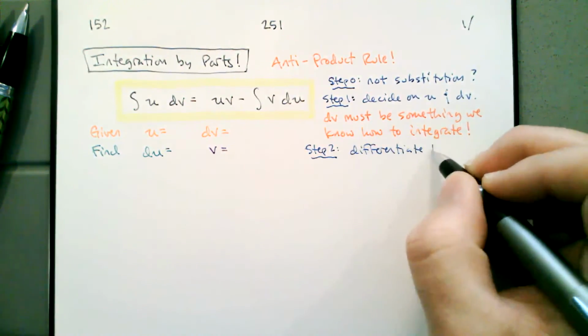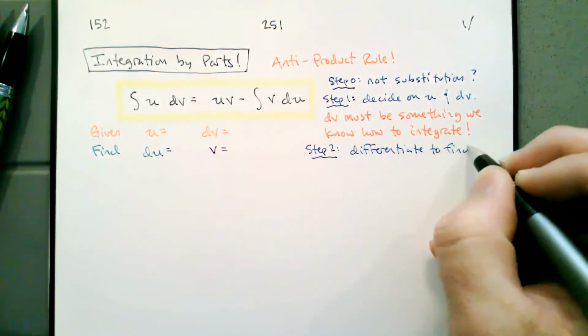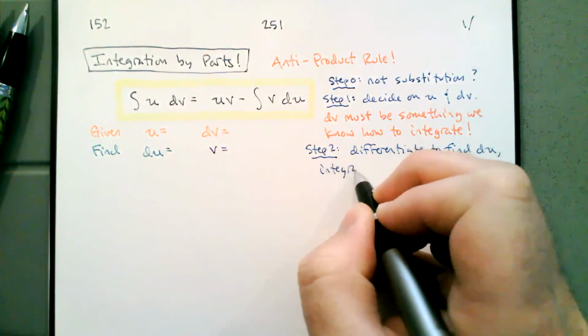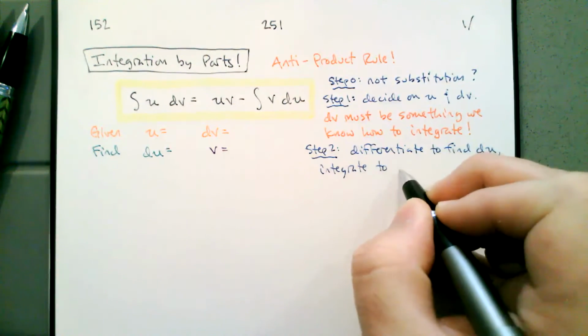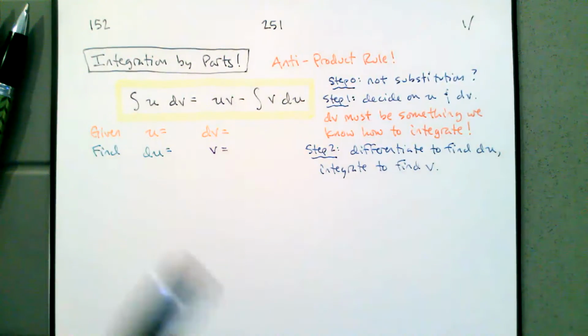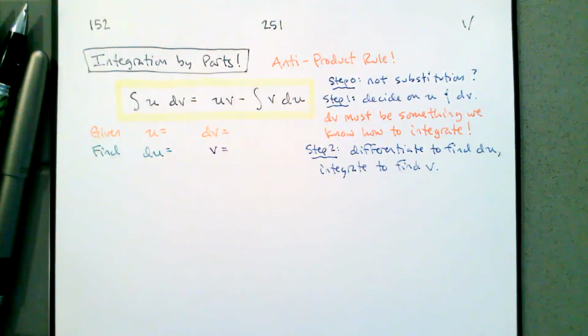So differentiate to find u, find du, integrate to find v. Differentiate u to find du, integrate dv to find v. That's why we need dv to be something we can integrate. Step 3, put your 4 parts, or actually there's only 3 parts in the formula. dv doesn't show up again. Put the 3 parts into the parts formula.